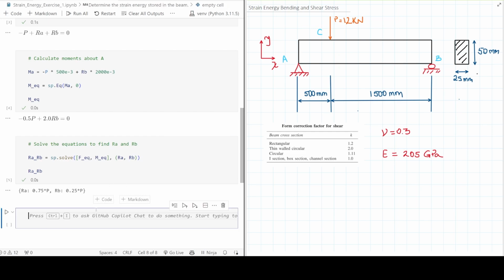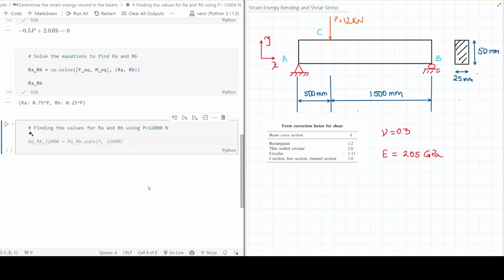So now I want to find the values for those reactions. Then finding the values for Ra and Rb, I know that I need to substitute P by its value, using P equal to 12,000 newtons, like that. We go down, and that's going to be then.